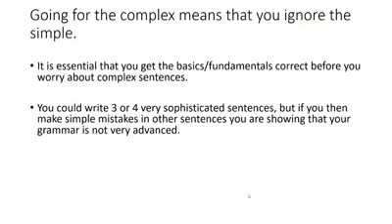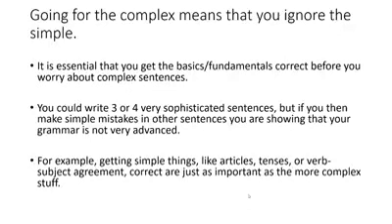No, they're going to look at all of the other sentences and say, okay, she made or he made some very basic mistakes in all of these other sentences. It's probably a band 5 or a band 6. For example, getting simple things like articles, tenses, or verb-subject agreement correct are just as important as the more complex stuff. So it is important that we're producing complex sentences, but it's even more important that you're getting the basics right, that you're getting your articles right, that you're getting your tenses right, that you're getting your verb-subject agreement right.